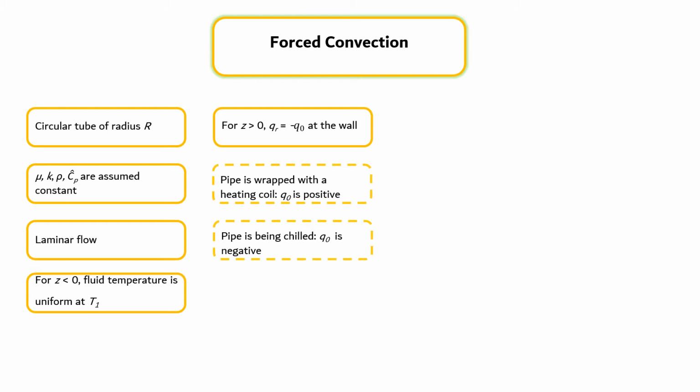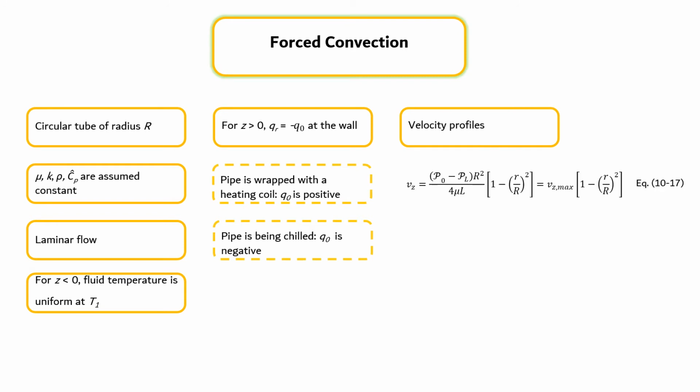The first step in solving a forced convection heat transfer problem is the calculation of the velocity profile in the system, which can be expressed by equation 10.17. This parabolic distribution is valid sufficiently far downstream from the inlet that the entrance length has been exceeded.